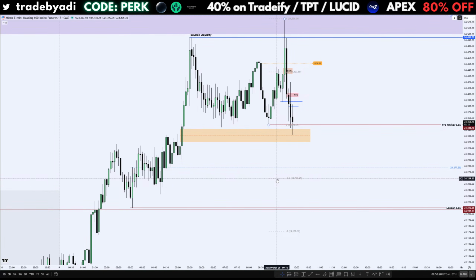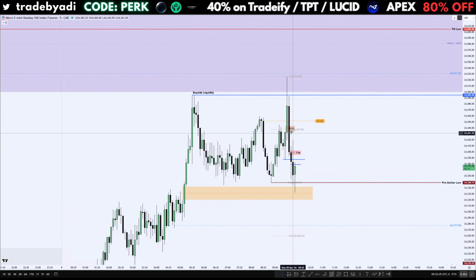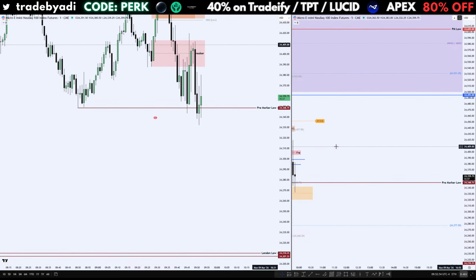So this area and this area is almost the same. So I want to see the fail to this gap, and also we completely fail this gap. We just need a closing body. On a 5 minute, if you see, we have repriced to this FVG, and we have reacted on this order block or the change in state of delivery.